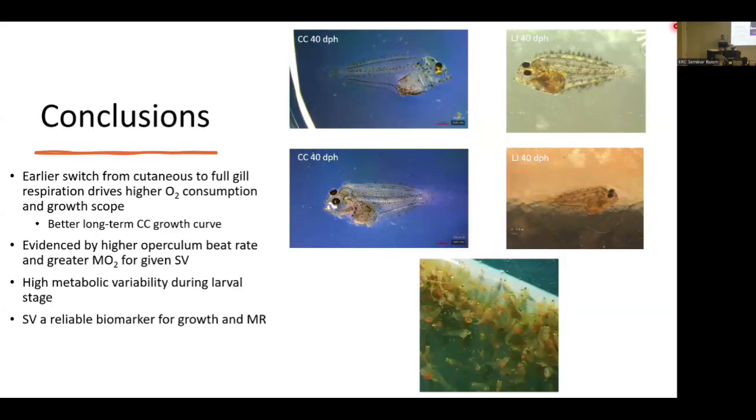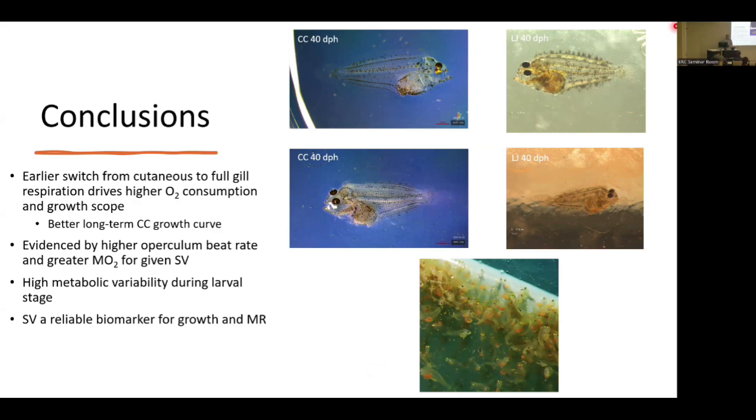So, where does this leave us? Big takeaway from this is that that switch from cutaneous to gill respiration appears to be a huge factor in driving that growth for these larvae in that sort of middle to later development period. Again, enabling that more efficient respiration, greater food consumption, and we see that greater long-term growth curve for those Corpus Christi fish. Also, again, that they were consuming more oxygen for both the given size and that given stroke volume.